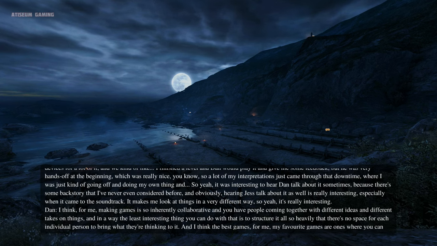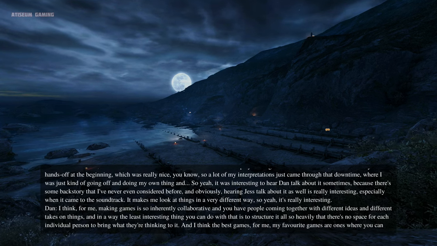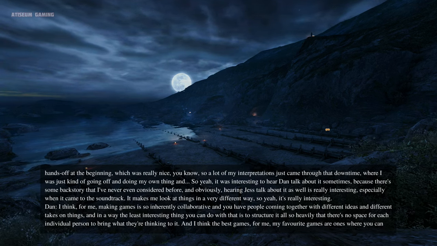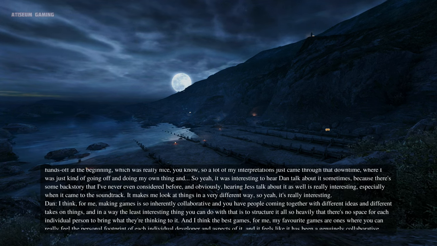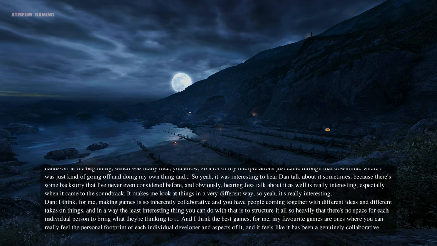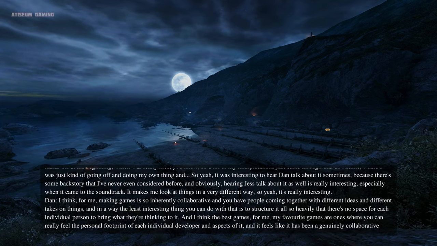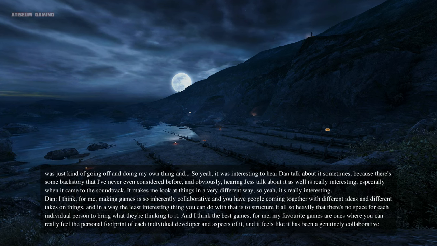I think for me, making games is so inherently collaborative, and you have people coming together with different ideas and different takes on things. And in a way, the least interesting thing you can do with that is to structure it all so heavily that there's no space for each individual person to bring what they're thinking to it.